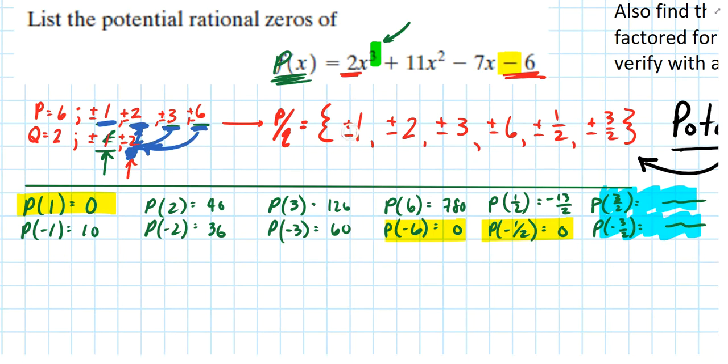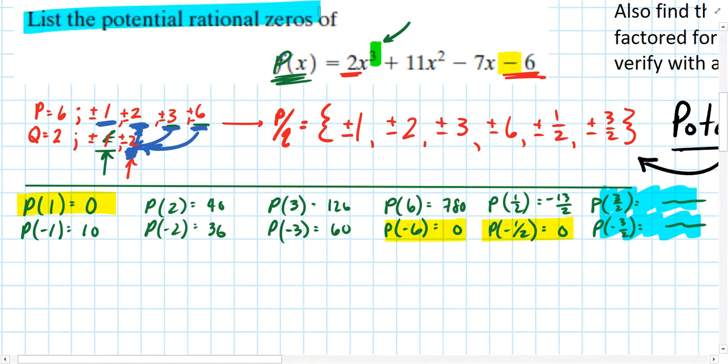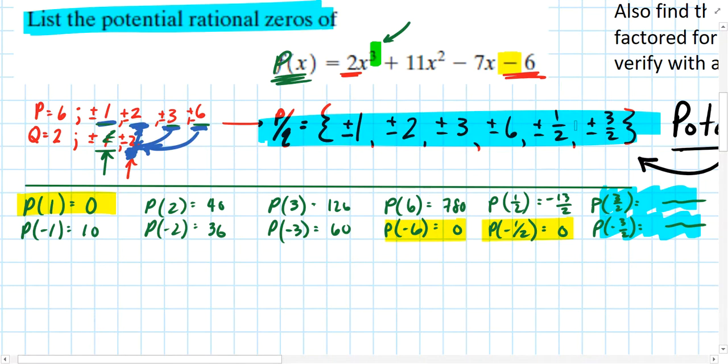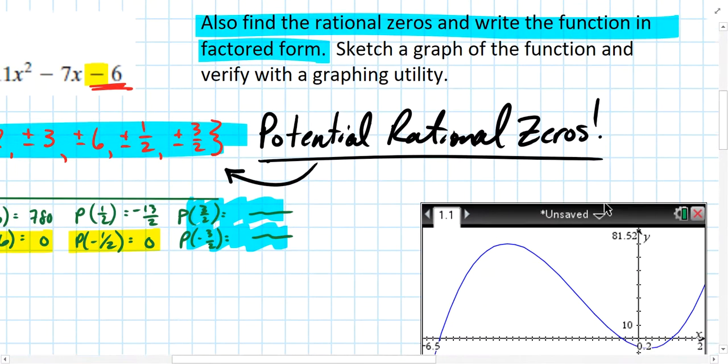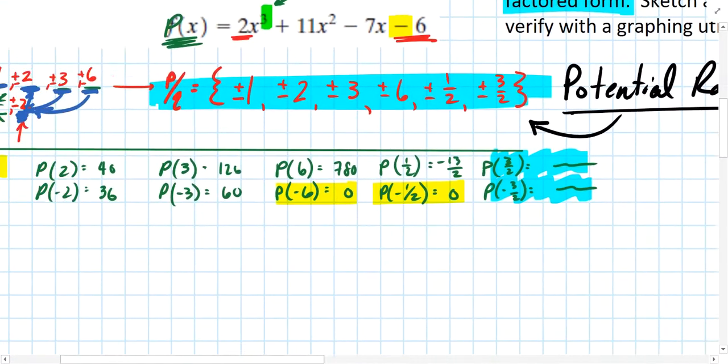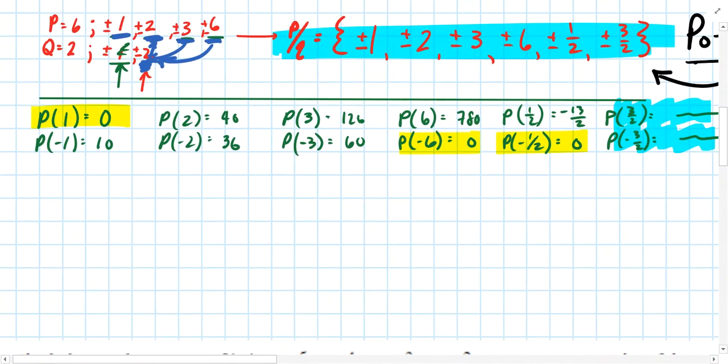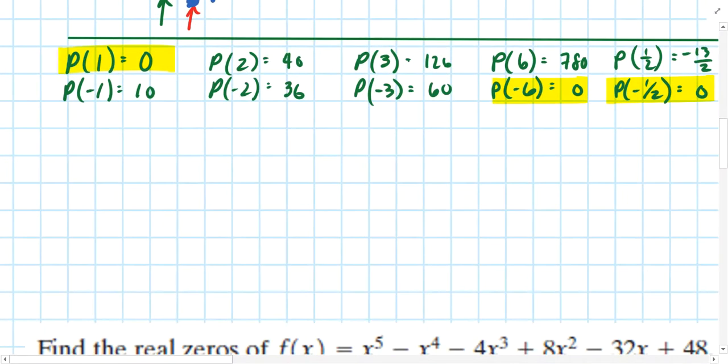So this is pretty good for us. We had a list of potential rational zeros, and to be honest, if the question only included this, then we would stop with this list here. But the instructions did, and I forgot to point this out, say to also find the rational zeros and write the function in factored form. Well, fortunately for us, we found all of the zeros, so therefore we have all of the factors.